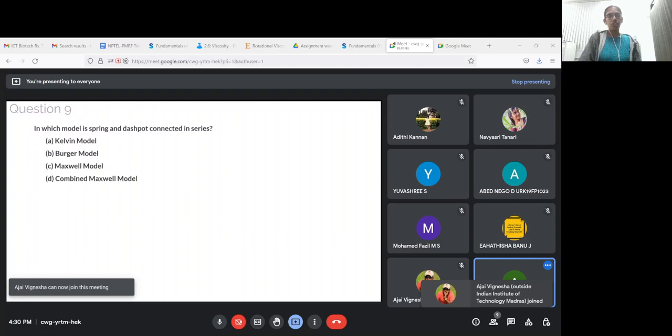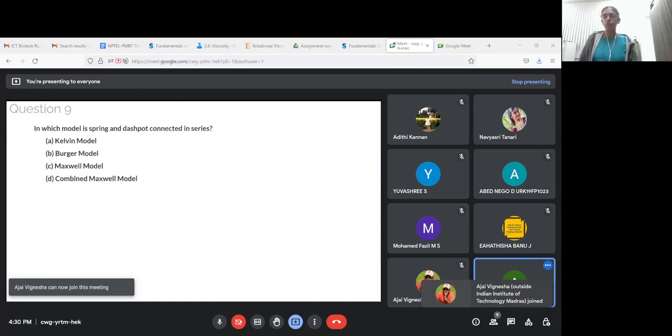Moving on to question 9. In which model is a spring and dashpot connected in series? We have multiple models here that describe the rheology of a certain viscoelastic fluid. In a viscometer you will get data such as shear rate, shear stress and everything. With those data and with time dependent data, you need to fit the data into a certain model to understand how the fluid is behaving. So which one of these models has a spring and a dashpot connected in series?